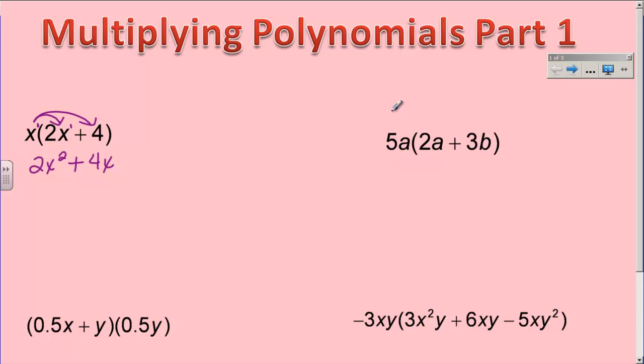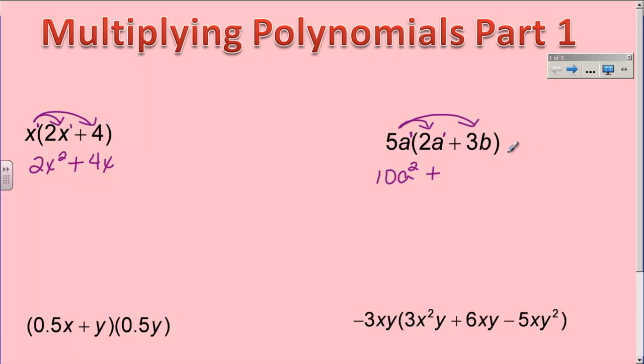That is your expression. That is the final simplified answer. So let's try another one. We're going to have to distribute this 5a to everything in parentheses, so I have to do 5a times 2a. We'll multiply coefficients. 5 times 2 is 10, and then you have to add your exponents, so you add the 2 little invisible ones, so you end up with 10a squared, plus, now 5a times 3b.